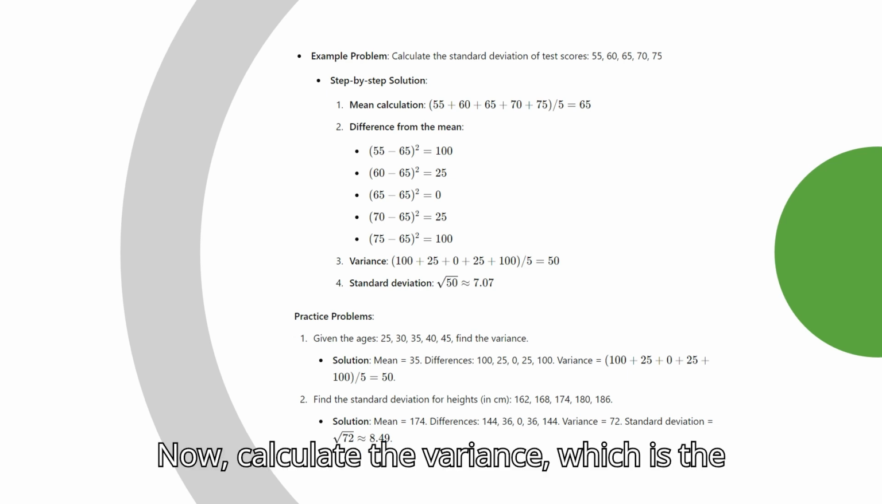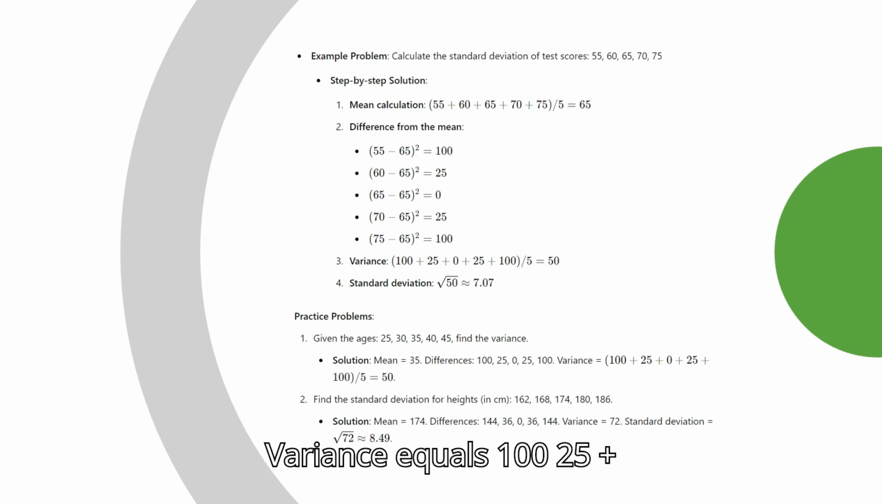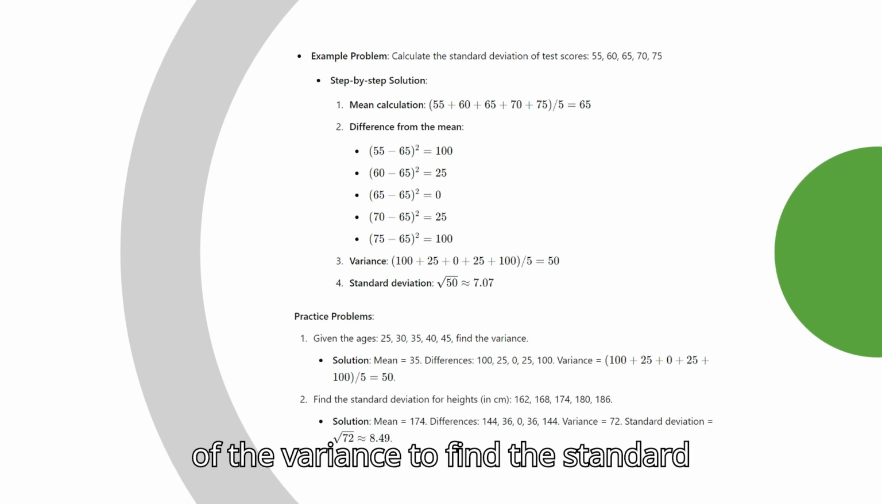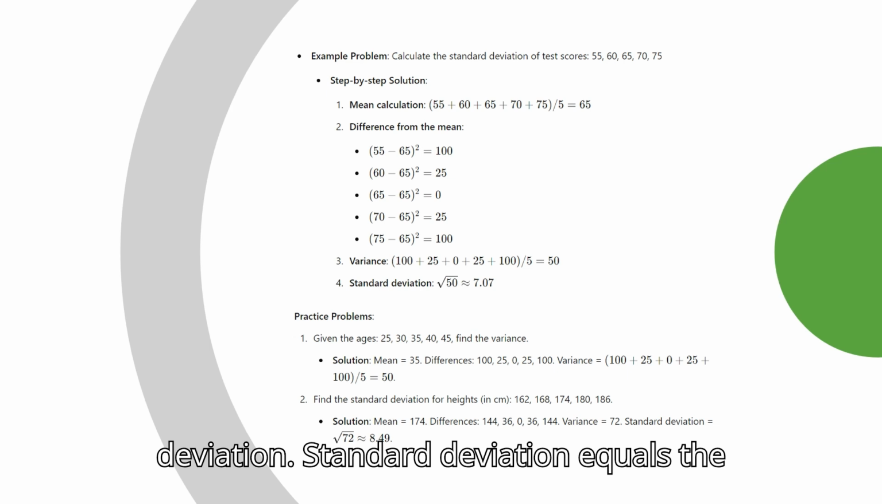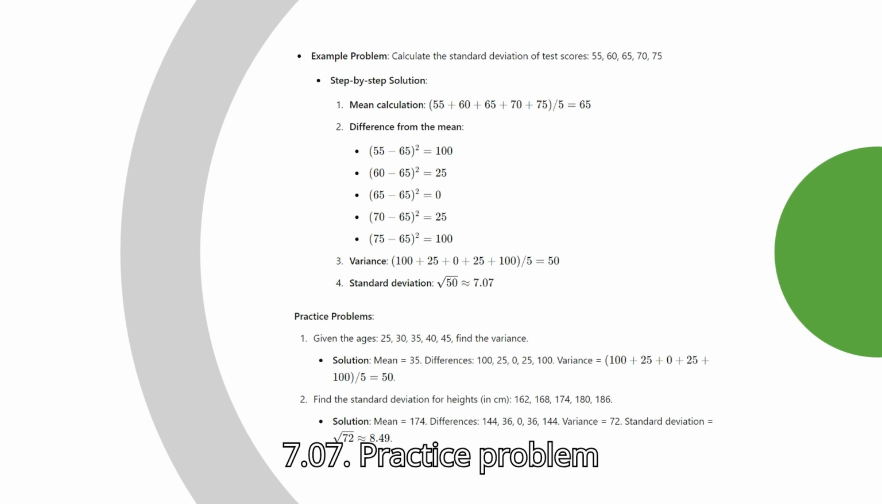Variance. Now, calculate the variance, which is the average of these squared differences. Variance equals 100 plus 25 plus 0 plus 25 plus 100 divided by 5, which equals 50. Standard deviation. Finally, take the square root of the variance to find the standard deviation. Standard deviation equals the square root of 50, which is approximately 7.07.